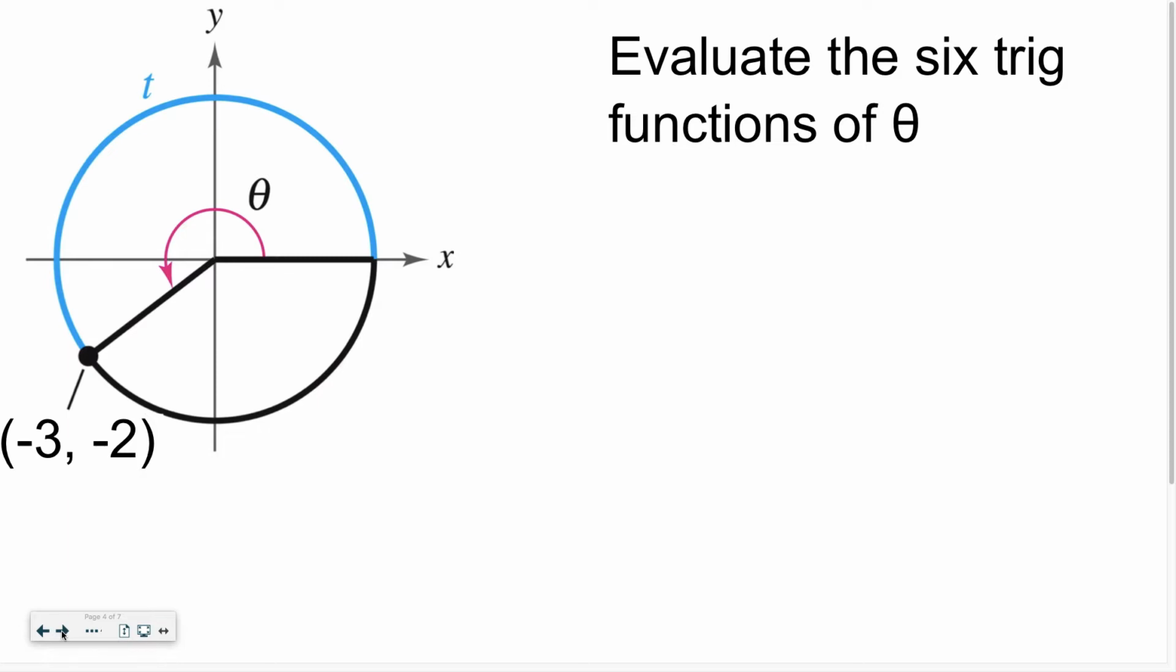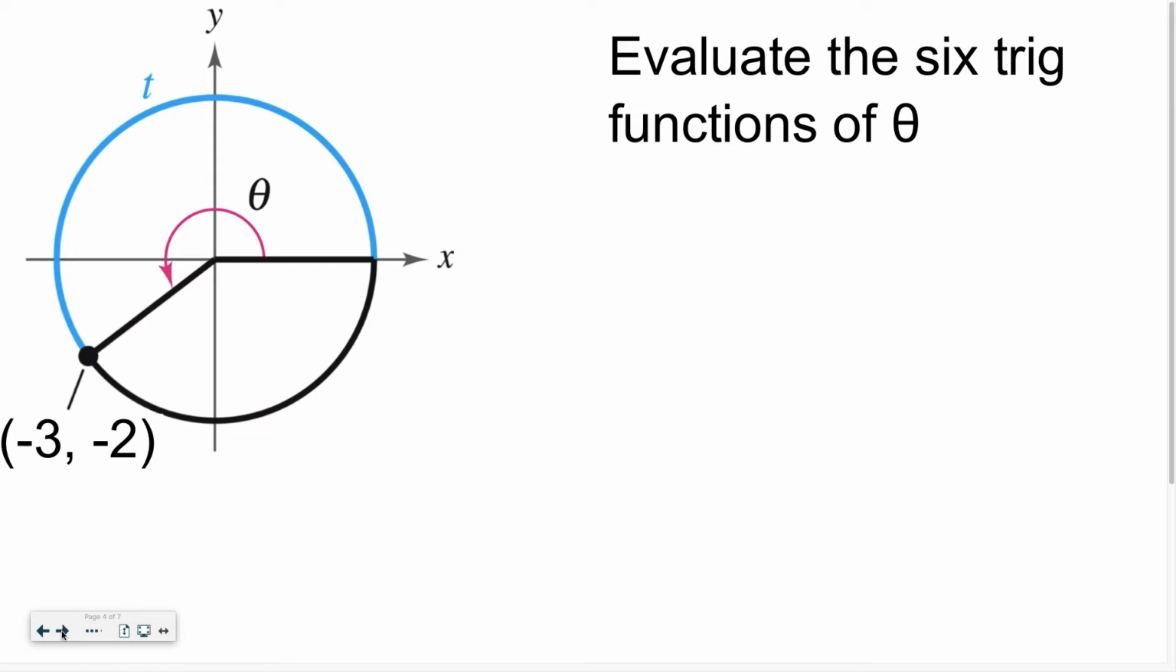Now, when we were on the unit circle, we could say that the x value was the cosine and the y value was the sine. If our radius is not 1, it does not work. So this looks pretty nice because it's on a circle, but that radius is not 1. And so -3 is not our cosine, and -2 is not our sine value.